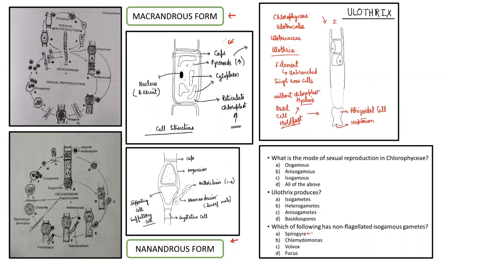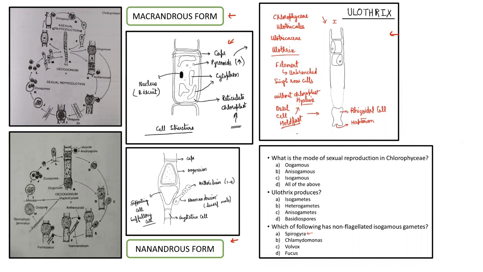Very similar to Oedogonium is Ulothrix, and in Ulothrix, you should know the basic or vegetative structure that I've already drawn, where the individual cells are placed one above the other. The basal part contains the holdfast or the rhizoidal cells.